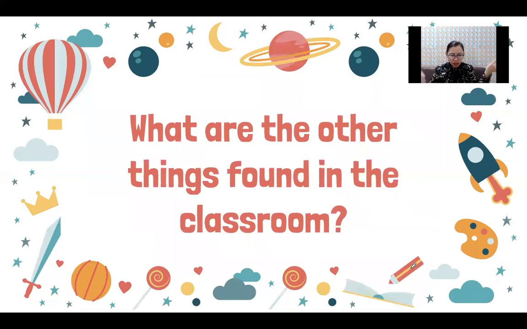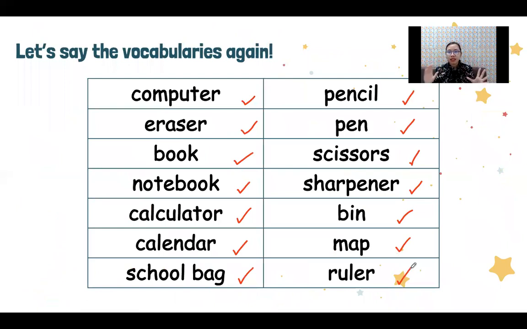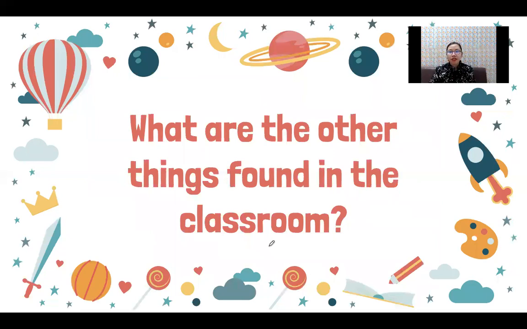Now, what are the other things that we can see in the classroom, but not in here? Other things found in the classroom. We have a chair, where you sit down. And then table. What else can you find? A lot. Pencil case, color pencil. Paper. If you have any suggestion, you can drop it in the comments.